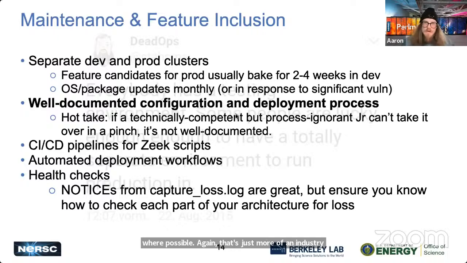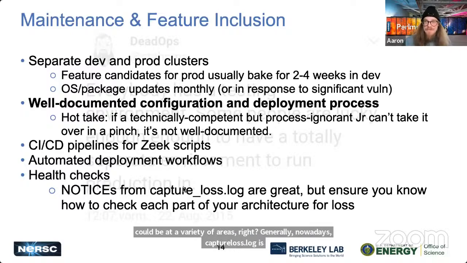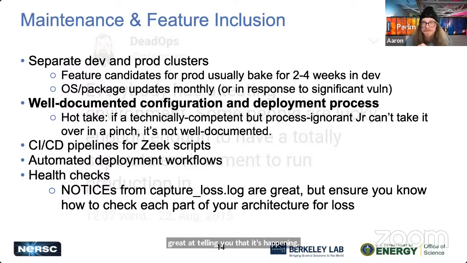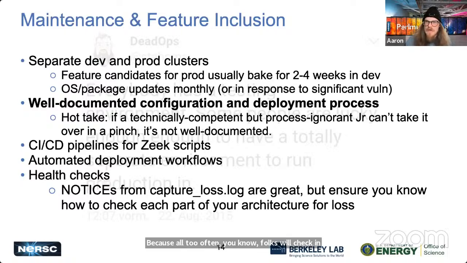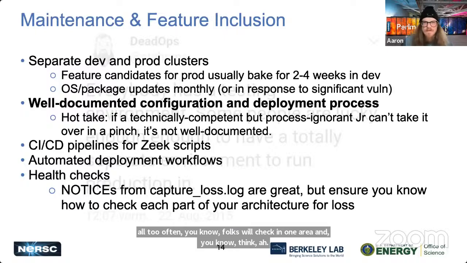Health checks, very important as well. Make sure that you are not dropping packets, and that could be in a variety of areas, right? Generally, nowadays, capture_loss.log is great at telling you that it's happening, but figuring out where it's happening can be a little bit of a challenge. So for each of the components of your monitoring architecture, if you're building your own, just make sure you understand how to check each of those things for, is everything processing as it should? Are there any oddities going on? Because all too often, folks will check in one area and think things are fine, and just not think to look in all the places.